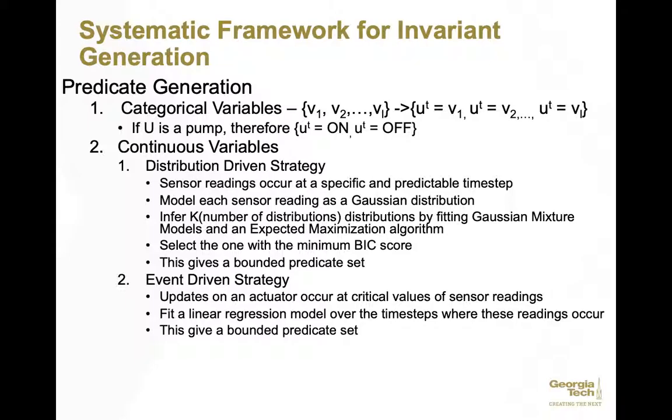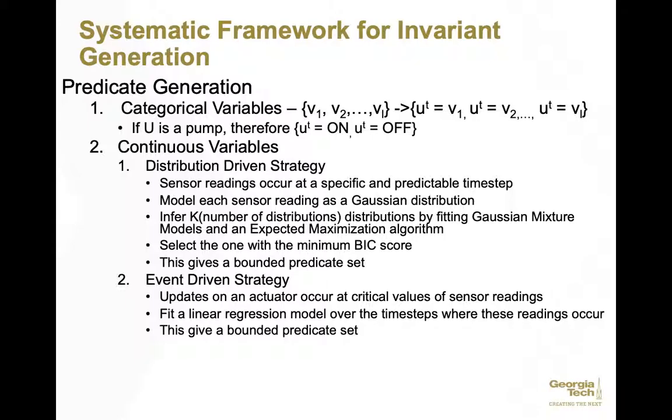updates on an actuator and occurs at critical values of sensor readings, an example would be a pump, which is switched from on to off, which would trigger an event or a reading. It fits a linear regression model over the timestamps of when these events occur for each sensor. And then this also gives a bounded predicate set.